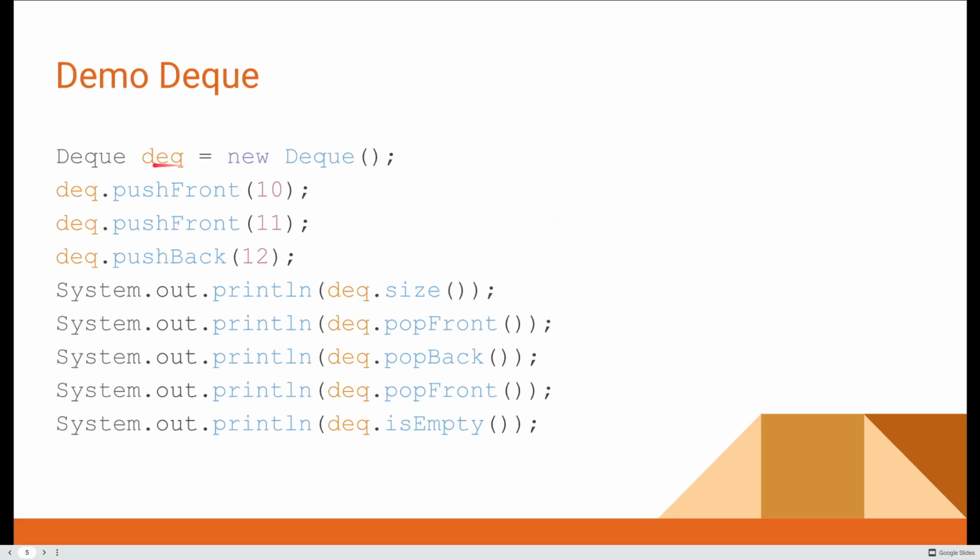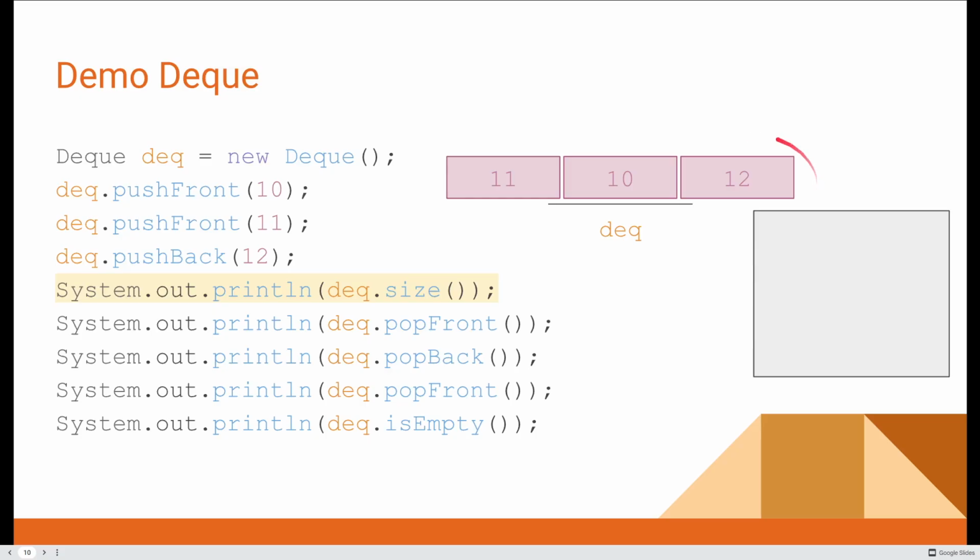So if I have a new deque, it's going to start off empty, nothing inside. If I push to the front 10, that is the only thing in my deque, it's the only thing there. If I push to the front 11, the front I'm treating as my left-hand side, pushing to the front 11 ends up with 11 and then 10 in that order. If I push to the back 12, it's going to appear on the opposite side. It'll appear on the rightmost end. Our deque's size is currently 3.